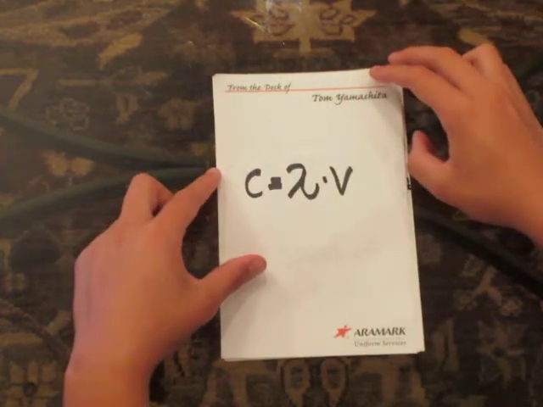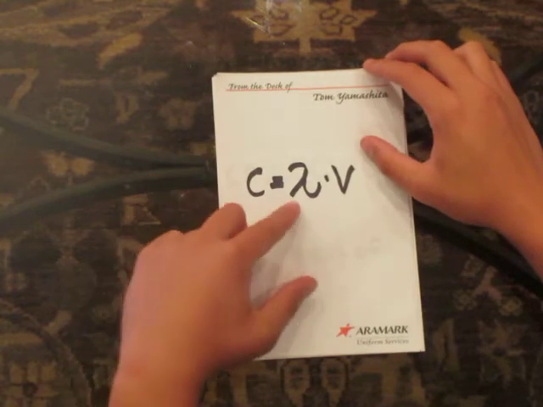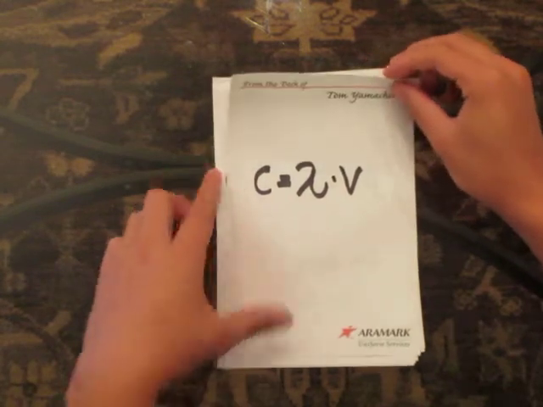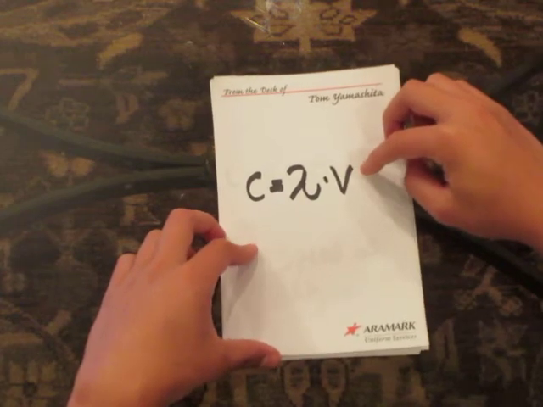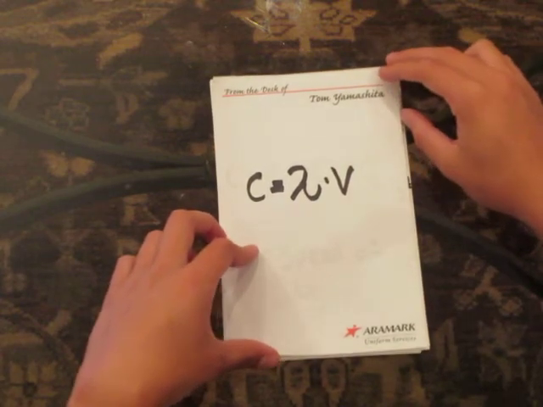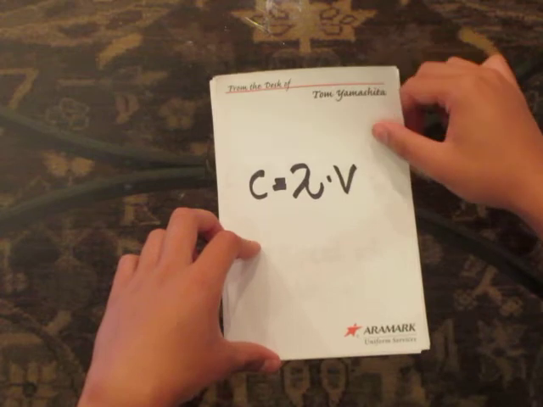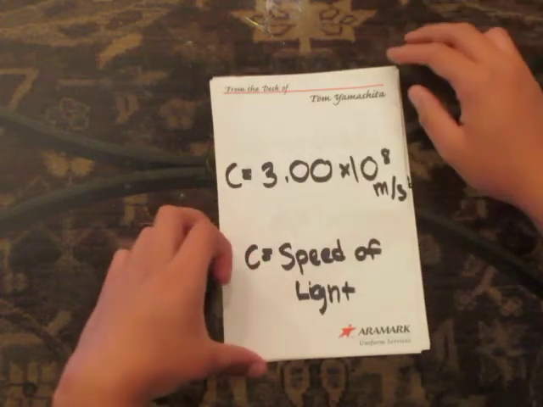So this is the equation. C equals lambda times V. This equation will be used for every problem when you're trying to identify either the speed of light, the wavelength, or the frequency. So let's start with C.